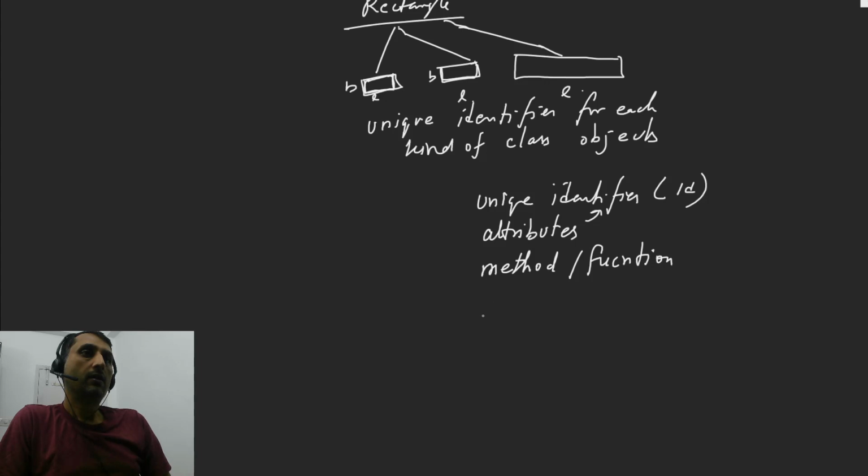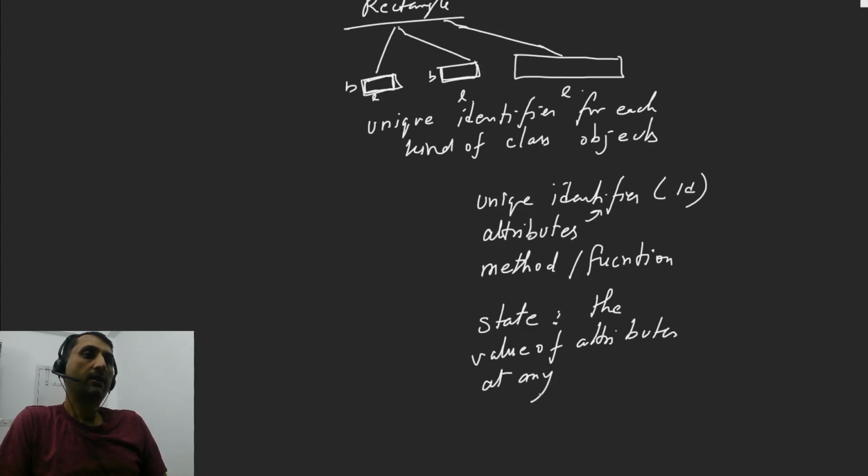And it can have a state. State is just the value of these attributes, the value of attributes at any given time. This is state.